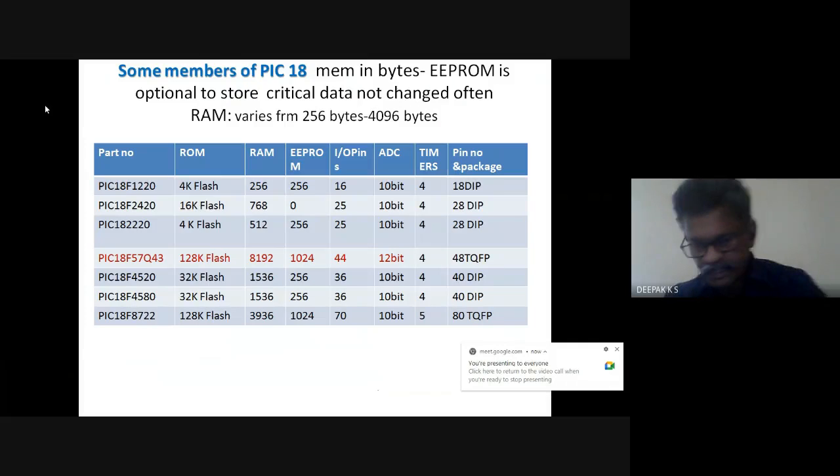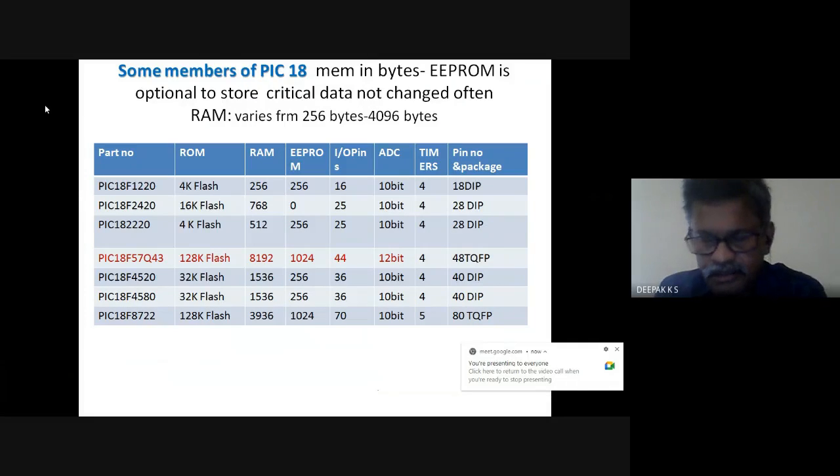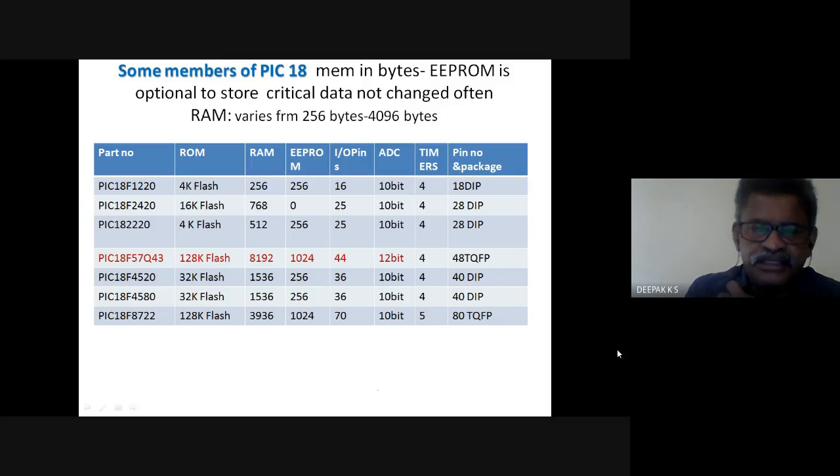Okay, last class we just ended at a slide in which a lot of PIC 18 family members were shown and their features were shown. This is the same slide, but only a few PIC 18 members are shown here.